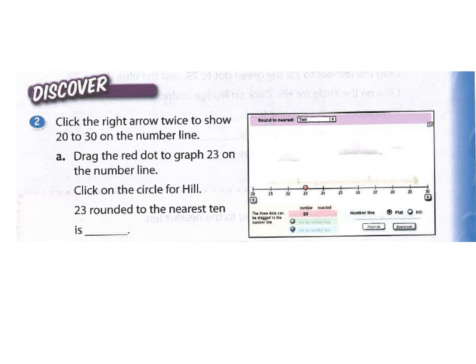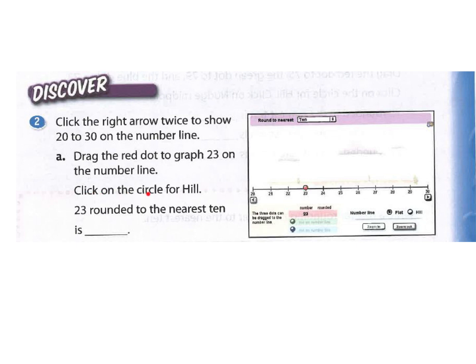It's a computer page, and you'll have to follow along for each of the things in your packet on pages 37 and 38. So for example, it'll say click the right arrow twice to show 20 to 30 on the number line. So there's little arrows right here. So you'll click it so you get 20 to 30. And then it says drag the red dot to graph 23 on the number line. So you'll have a red dot right here, and then you'll drag it to 23.